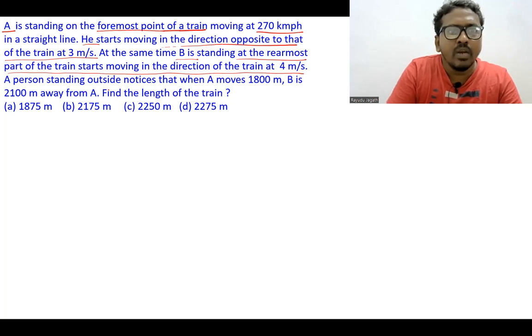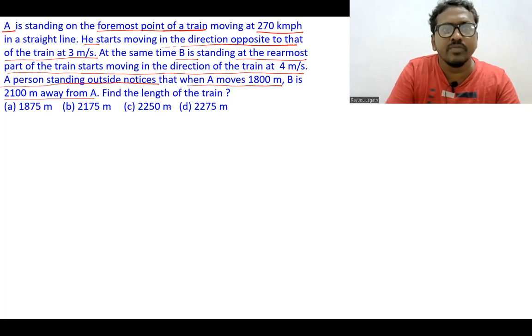Okay, a person standing outside notices that when A moves by 1800 meters, B is 2100 meters away from A. Find the length of the train.